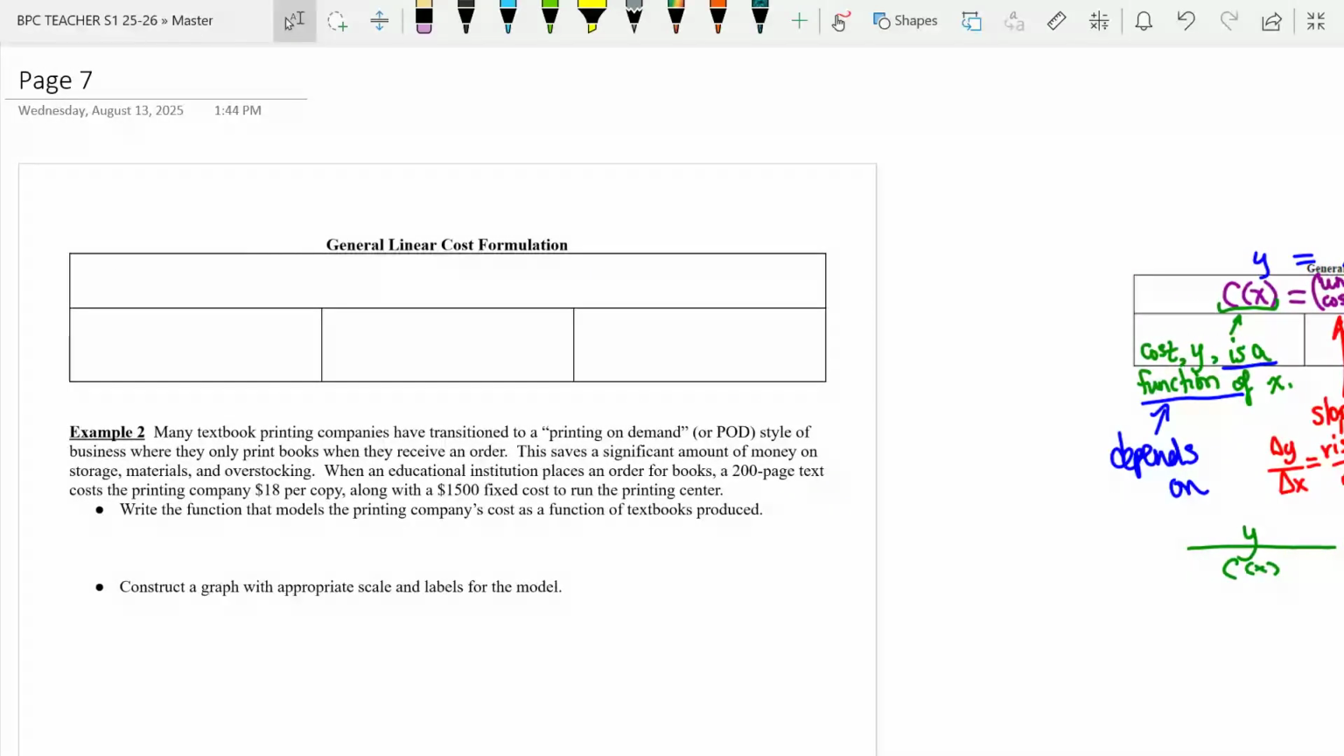Okay, so second situation. I'm doing print-on-demand style business again. Blah, blah, blah. It's a 200-page textbook. That doesn't actually matter to the problem. Here's what matters. $18 per copy, $1,500 fixed cost. So right away, I know my cost.